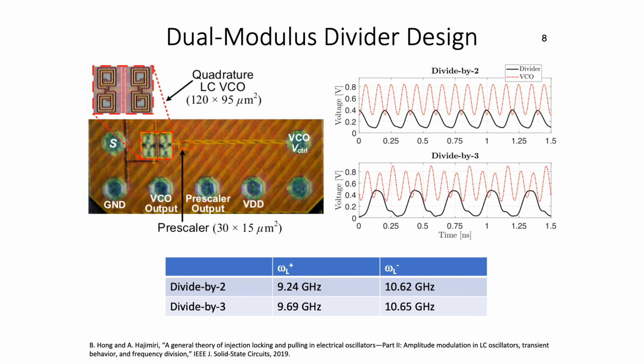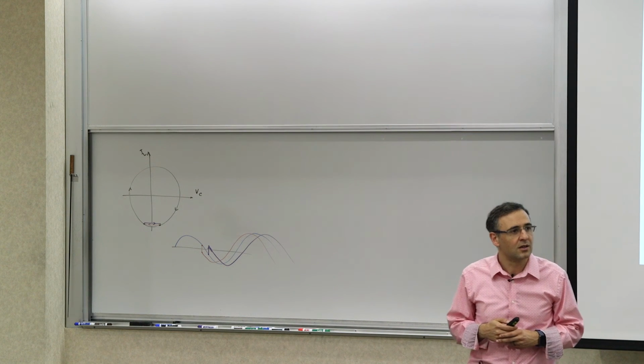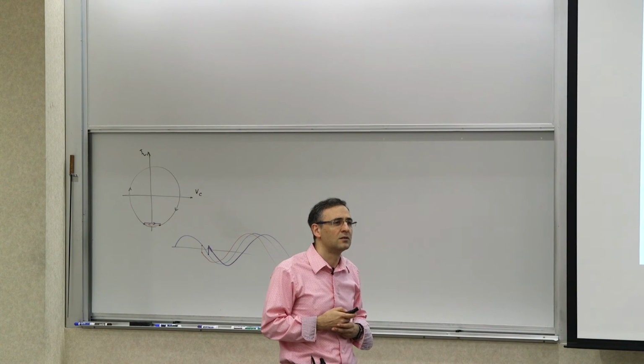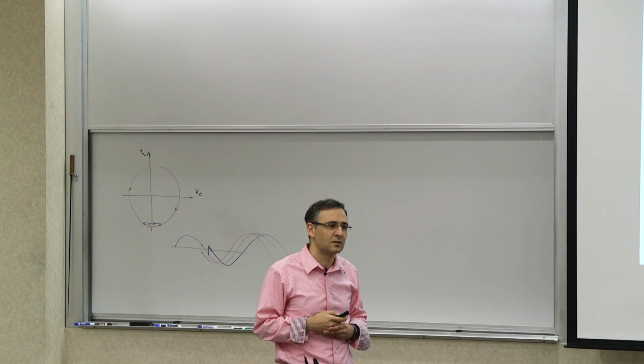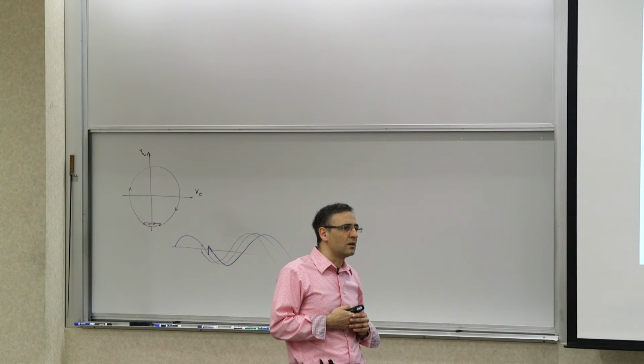Okay, so any questions on this? For the LC oscillator, we can find the ISF analytically. Right. So how many different kinds of oscillators? Is it very, very difficult to find analytically for any of these different kinds of oscillators, or how many?